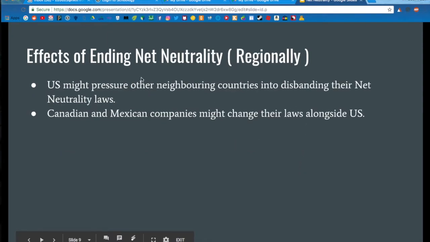So, the effects of ending net neutrality regionally. The U.S. might pressure other neighboring countries into disbanding their net neutrality laws, as many Canadian and Mexican companies have close ties to Verizon and AT&T, as they sometimes use their satellites. Everyone uses satellites, and large corporations such as AT&T and Verizon have control of these satellites, and they might pressure these companies to change their laws alongside the U.S.